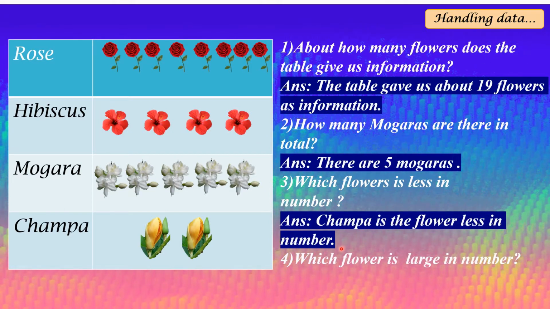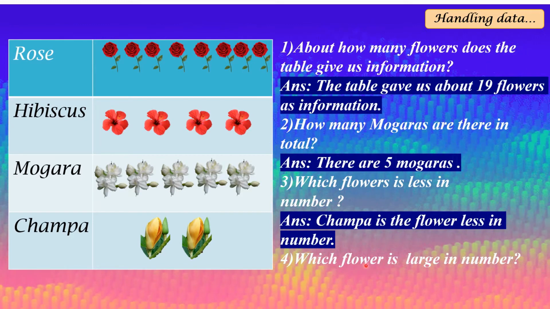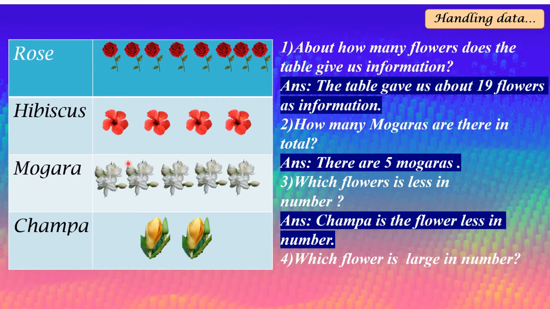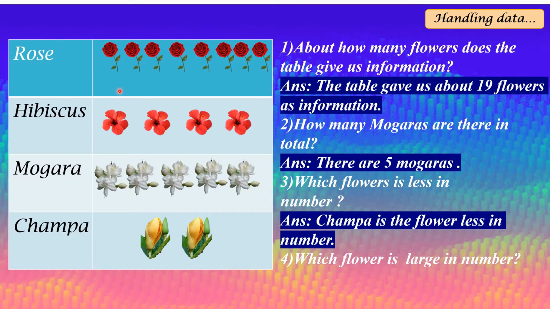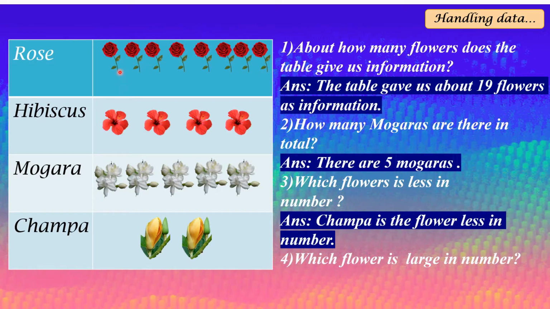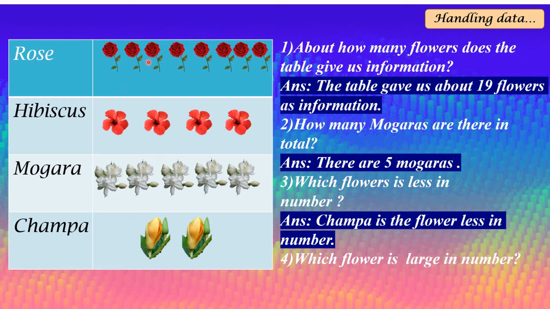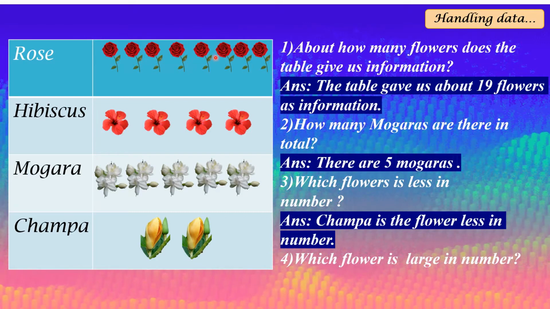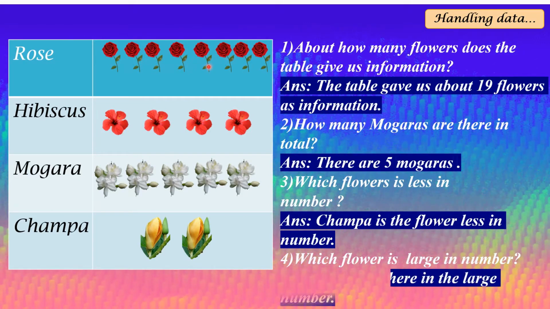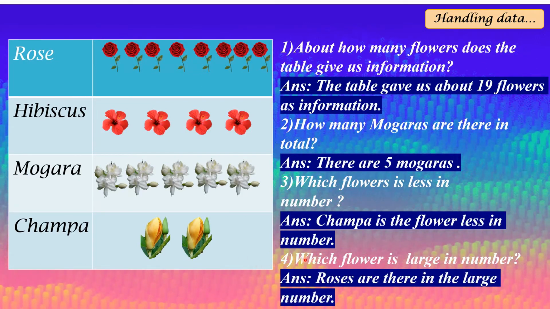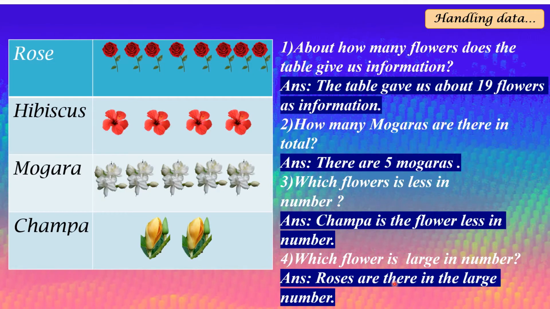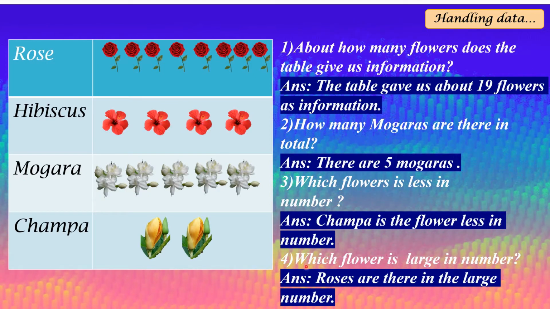Fourth question now here. Which flower is large in number? Yes, of course, the roses here. So let us count the roses, student. 1, 2, 3, 4, 5, 6, 7, 8. Yes. So roses are there in the large number.